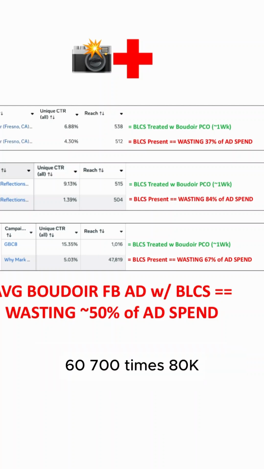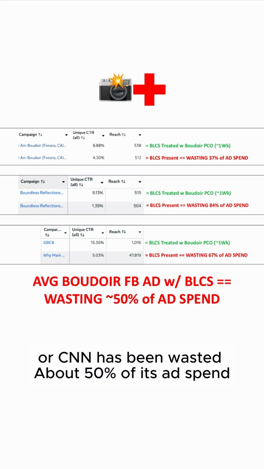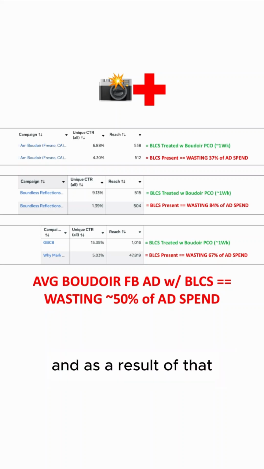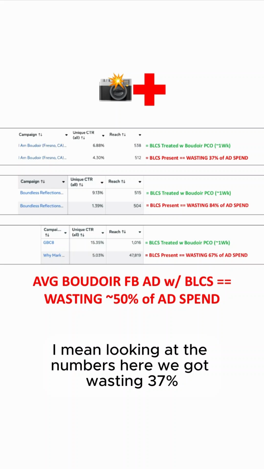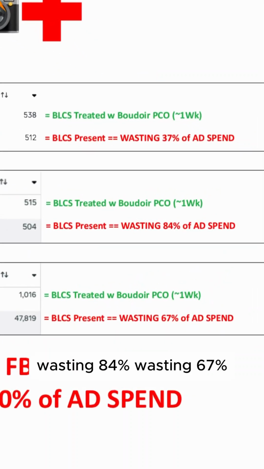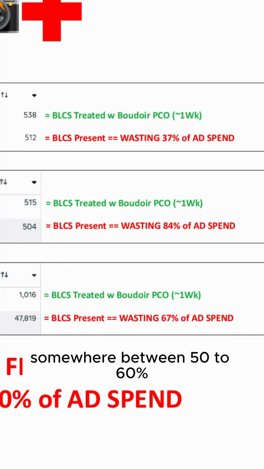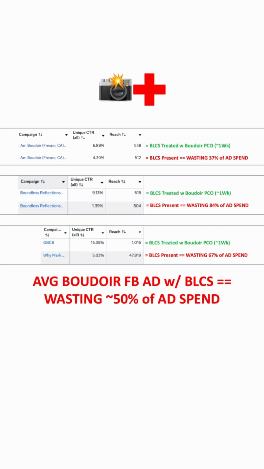6,700 times 12, about 80K. Now the average Boudoir Facebook ad with BLCS we're seeing has been wasting about 50% of its ad spend. And as a result of that, looking at the numbers here, we got wasting 37%, wasting 84%, wasting 67%. You take the average of these, somewhere between 50 to 60%. Somewhere in there, most likely.